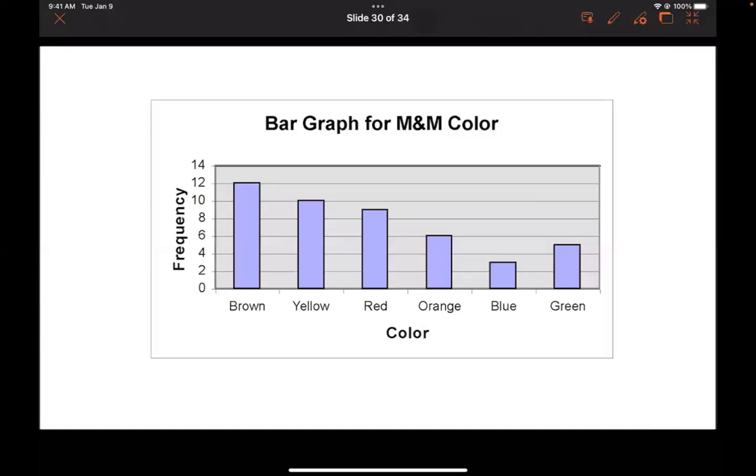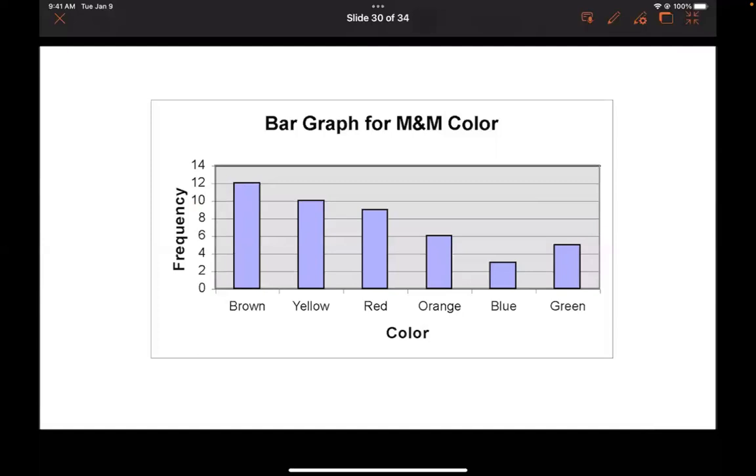But make sure you put labels on them. This tells me that it's the color of the M&Ms on the horizontal and the frequency on the vertical. And it just makes it all nice and pretty. So it's not raw. It cooks my data.